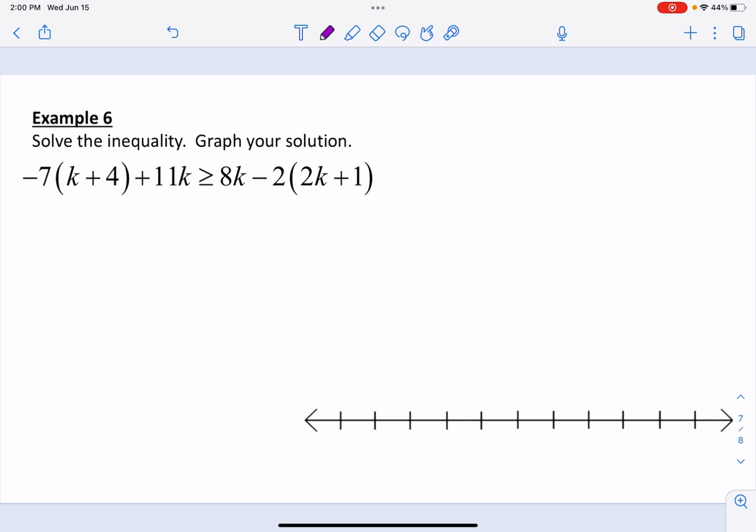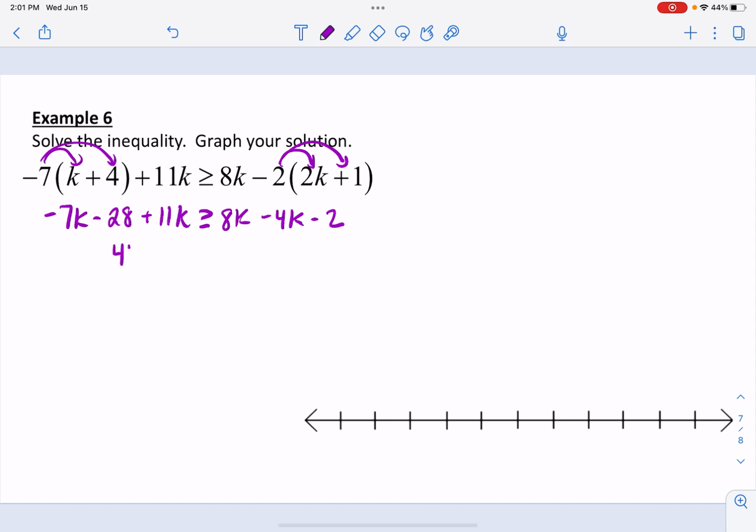Solve that inequality. Ooh, this is another good one. Okay, so I'm making us do lots of math here. So I am going to distribute the 7 through. So I have negative 7k minus 28 plus 11k greater than or equal to 8k distributing through. Okay, so combine your like terms on the same side. So I combine the negative 7k plus the 11k. So I subtract those two, 4k minus 28.